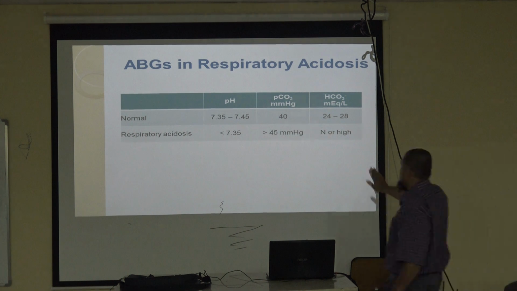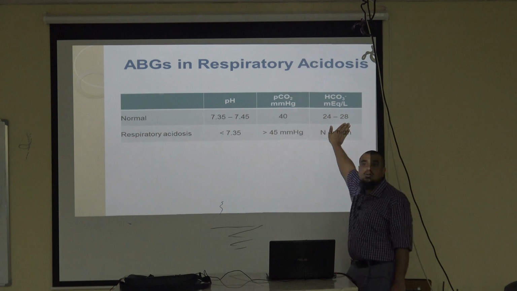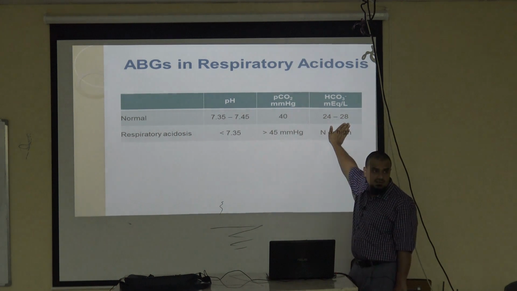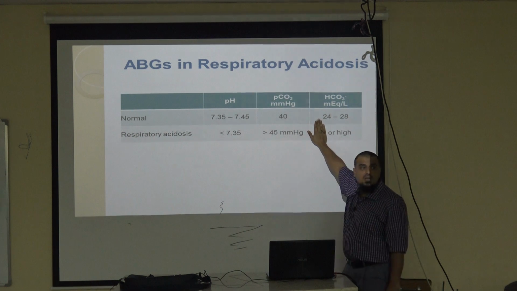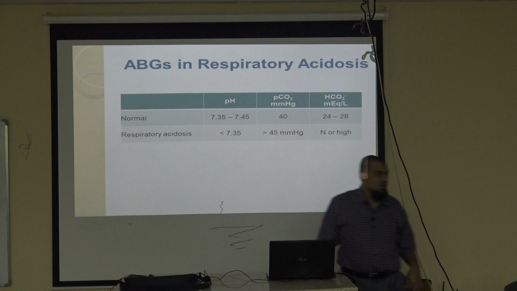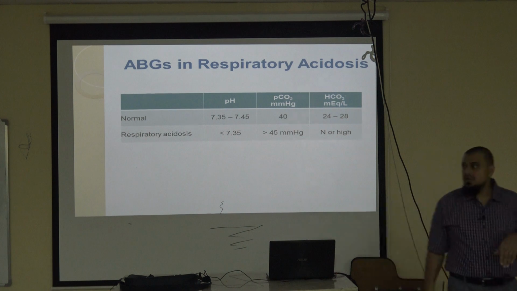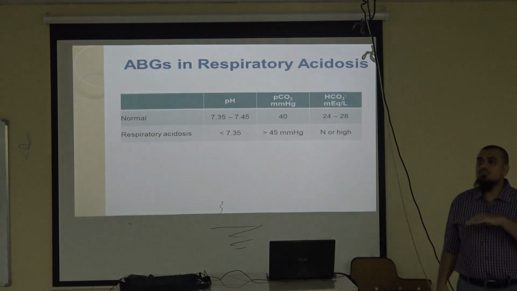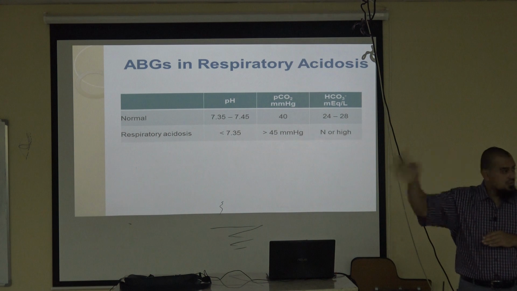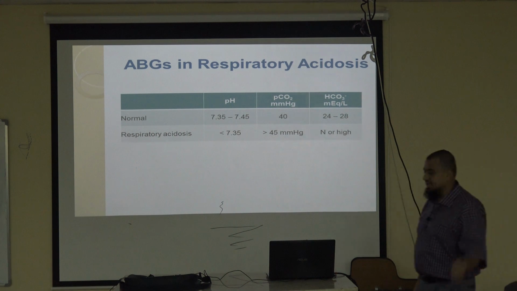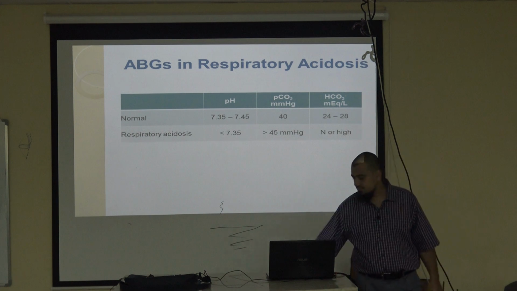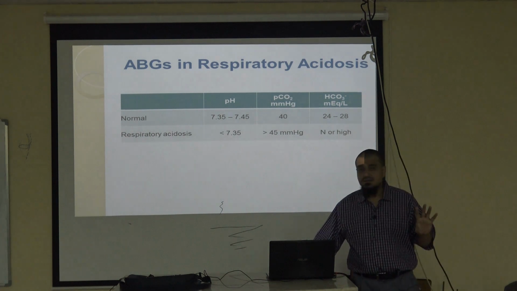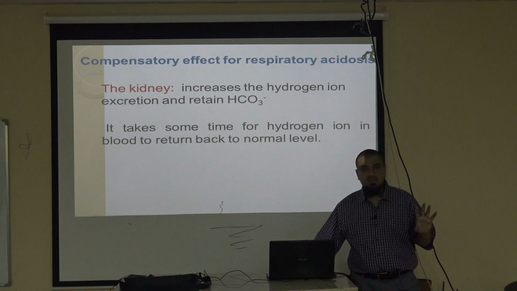If you find this value normal, this is non-compensated or compensated? Non-compensated. And if you find this value high, this is compensated. Clear? Compensating. You cannot say compensated, because for compensated, the pH should be normal. So it's compensating, like it is trying to normalize it. Is it clear?